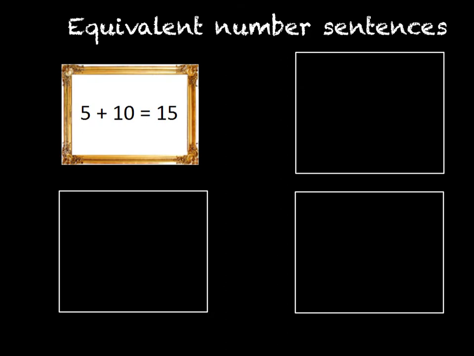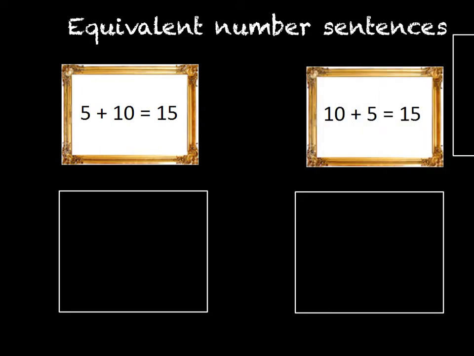Equivalent number sentences are a great mental strategy for adding and subtracting numbers. Take a look at my first example here. 5 plus 10 equals 15 is the same as saying 10 plus 5 equals 15. These two addition number sentences are equivalent. They use the same numbers in different positions.